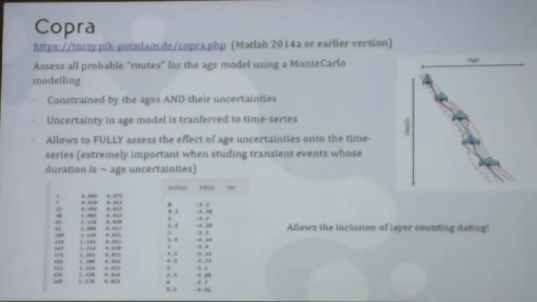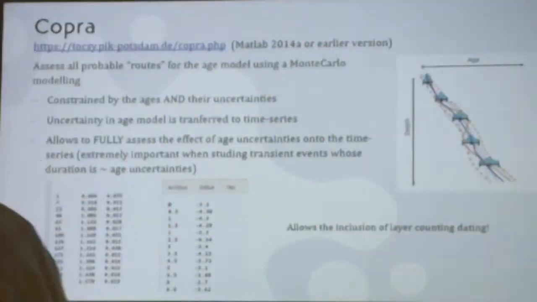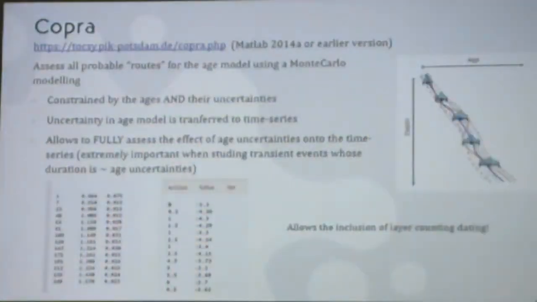The other advantage that COPRA has over STALAGE is it actually allows inclusion of layer counting. So if you have layer counting because you spent several hours counting layers on your 800 year stalagmite, you can actually include this in the age model. Or if you have layer counting by band counting because of strontium variability, you can also include this in the age model. So this is how COPRA works, how it looks like.